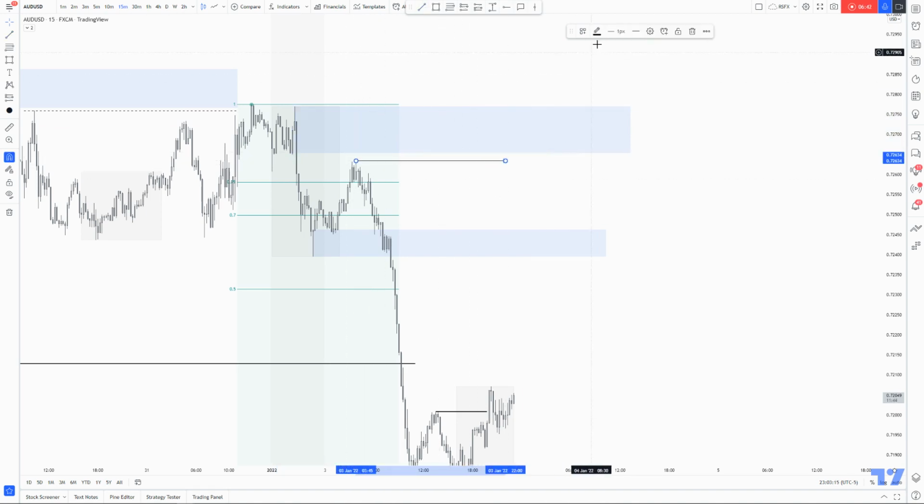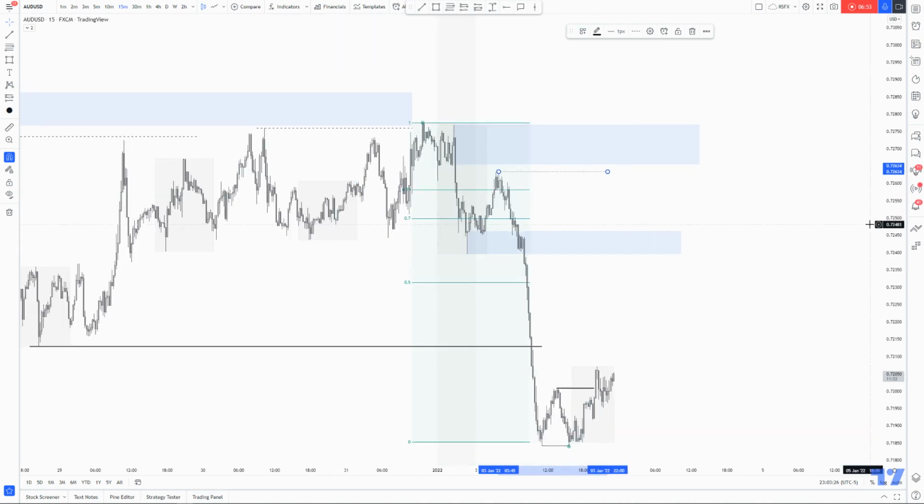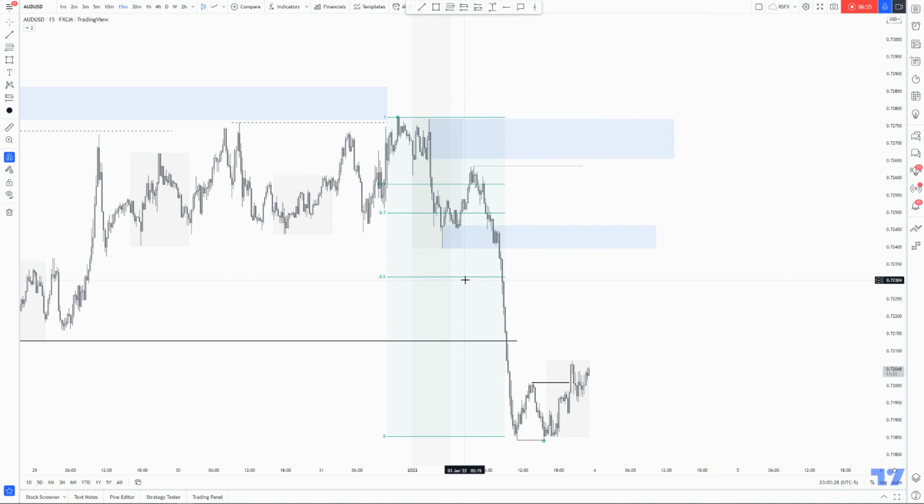Now, I'm not so sure if this is going to go so high right here at London, maybe London and a little bit of New York, and then it drops. So this would be like an inducement. So I have those two zones, that breaker, and obviously a very, very extreme premium price. So let me take out this.